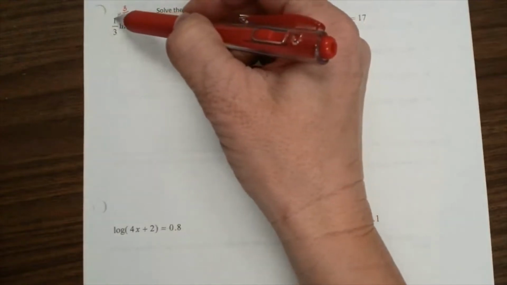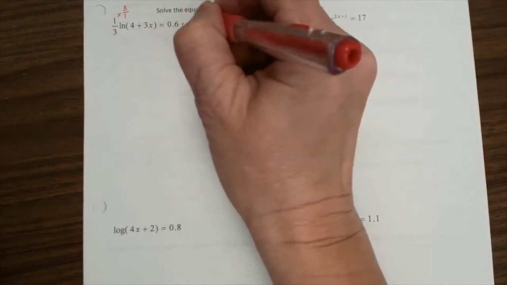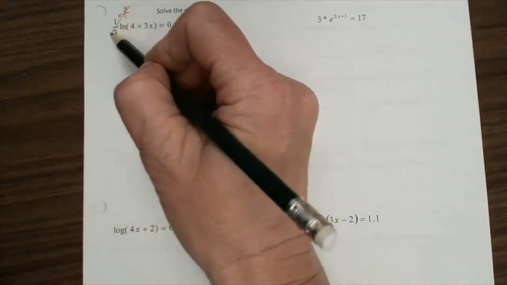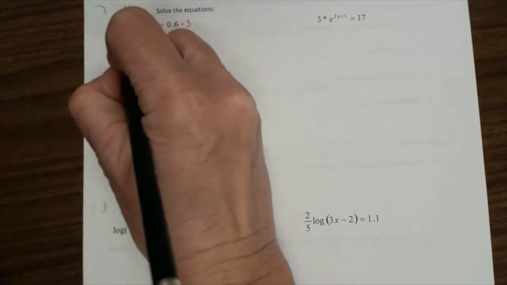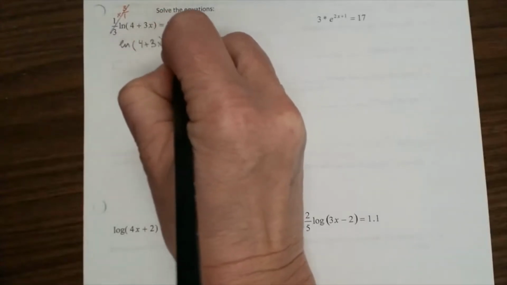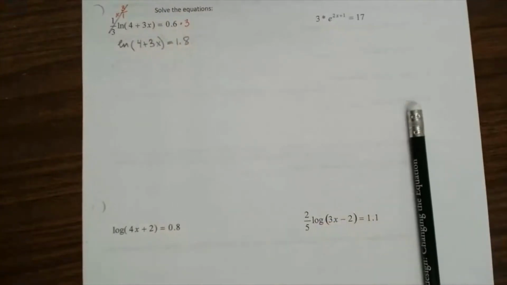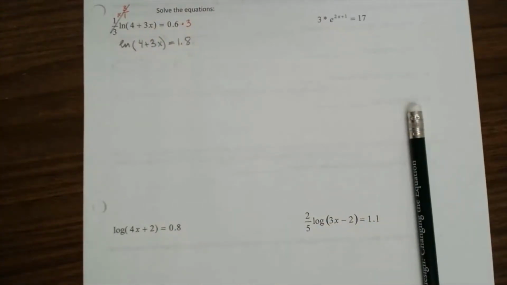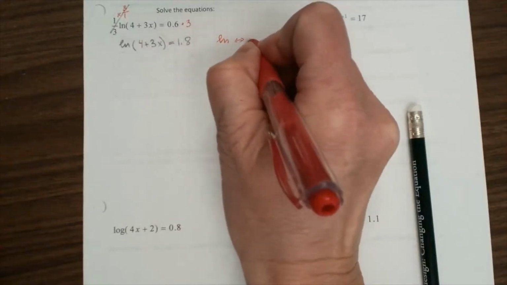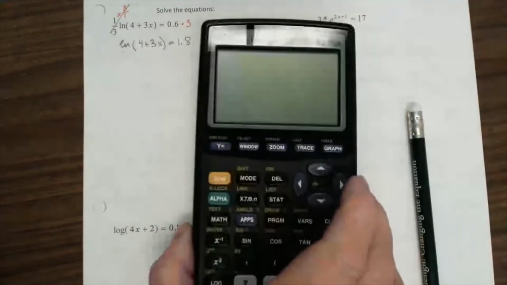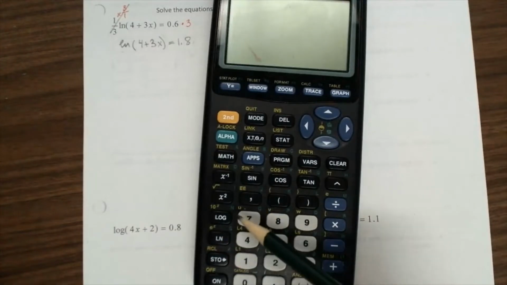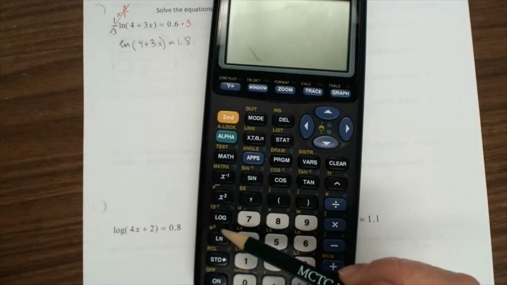The reciprocal of 1 over 3 is 3 over 1, or just 3, and we need to multiply both sides by 3. So the fraction will cancel out, and on the left we will have natural logarithm of 4 plus 3x is equal to 1.8. And we remember, to solve any equation, we need to do the opposite. And the opposite of natural logarithm is number e. And you can see it on your calculator. It's right here. You have a natural logarithm, and the opposite of natural logarithm is e to the power x.